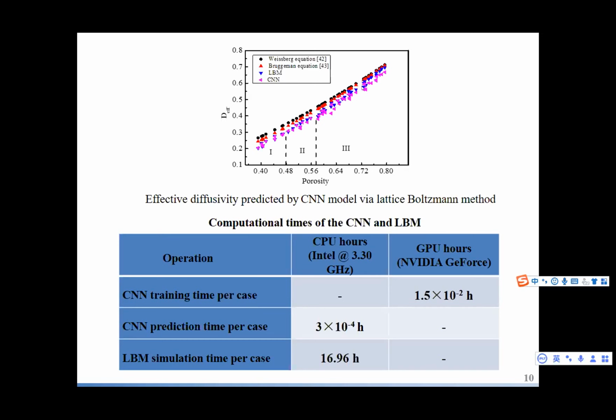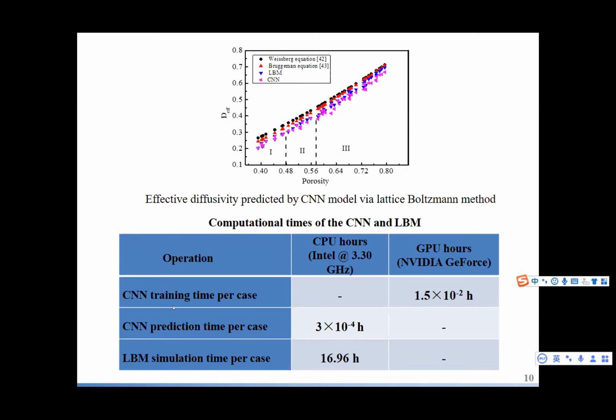Why does this happen? Because, as we know, these two classical equations are based on macro assumptions. So it's a macro scale with a lot of empirical parameters. But in our CNN method, the training samples are based on pore-scale structures. These pore structures are very similar to the real structures from the physical essence. So this can explain why the CNN results are closer to the LBM method.